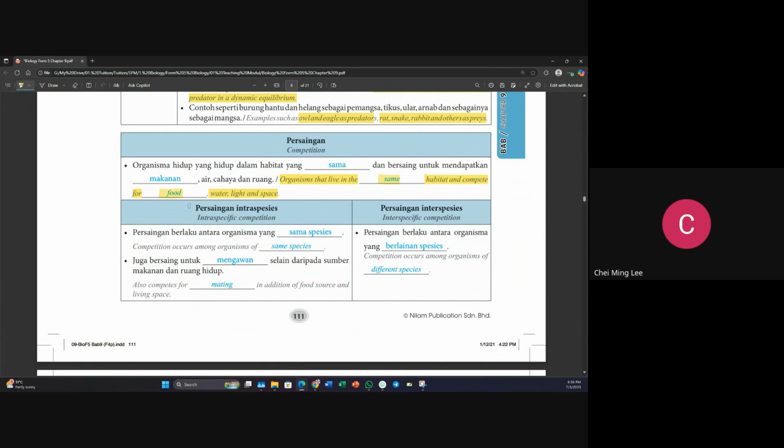So first let us see intraspecific competition. Intraspecific competition is among the organisms of the same species. They also compete for mating, in addition to food source and living space. While for interspecific competition, normally it is a competition among organisms of different species for the food source and so on. Normally mating is not involved.